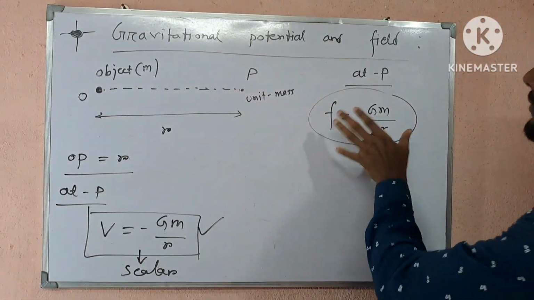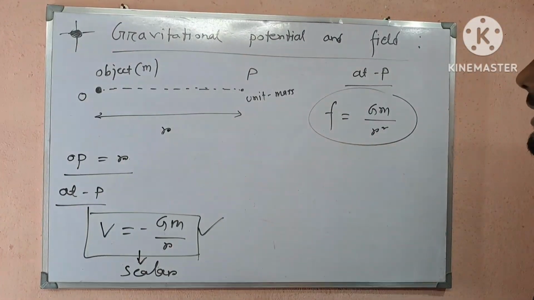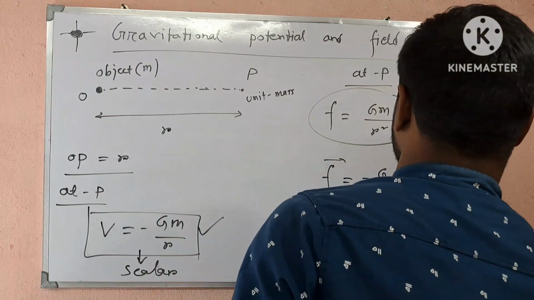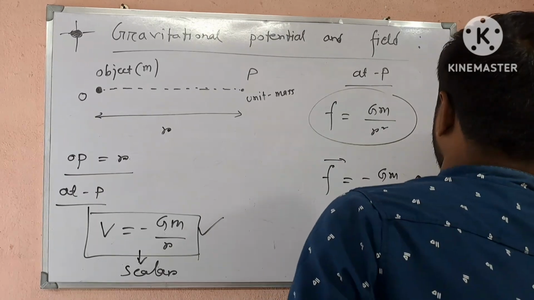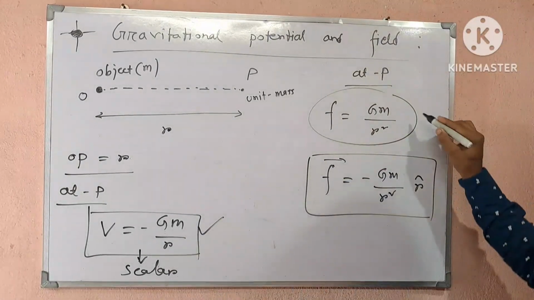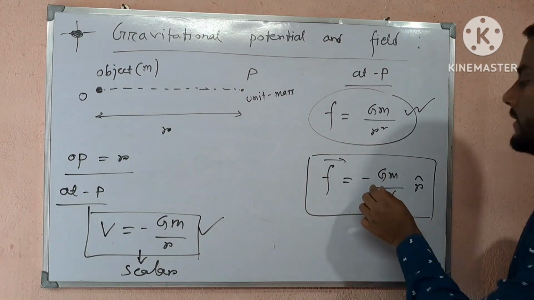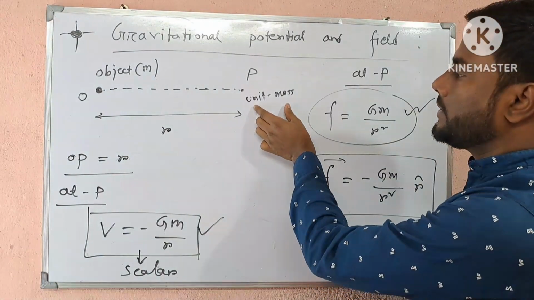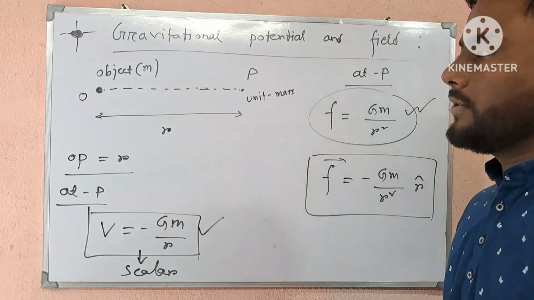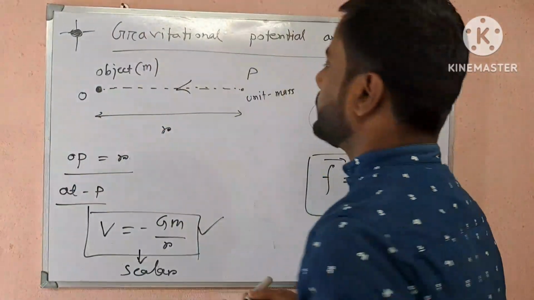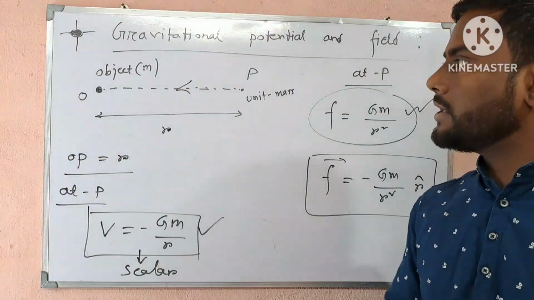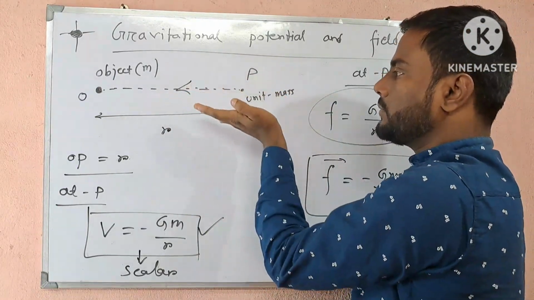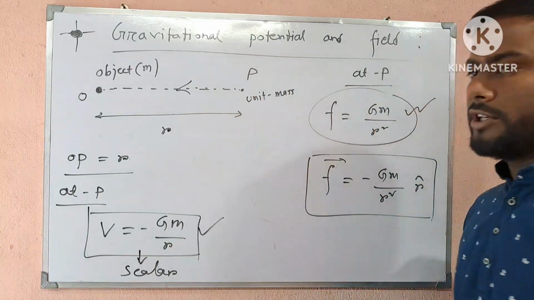Now, since it is a vector quantity, we have to know its direction also. So in vector form, we write a vector equal to minus Gm by r square into r hat. This is the vector form and the earlier one is the magnitude only. So why does this negative sign arise? If you see carefully, the force experienced by this unit mass is in this direction. Why? Because gravitational force is always attractive in nature, and this object attracts the unit mass towards it. That is the direction of the gravitational force experienced by this unit mass.